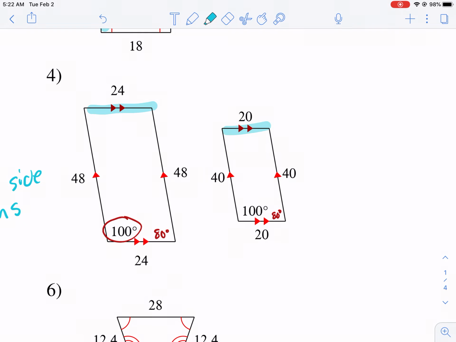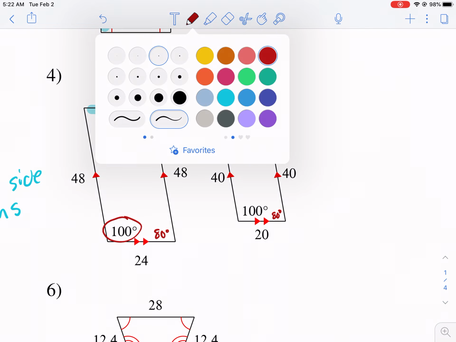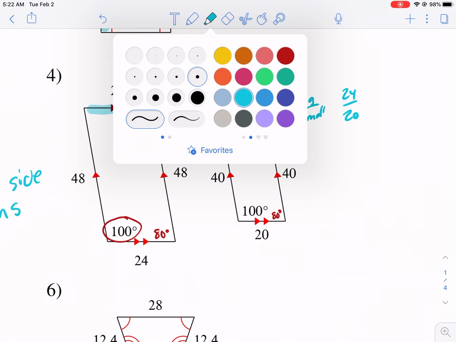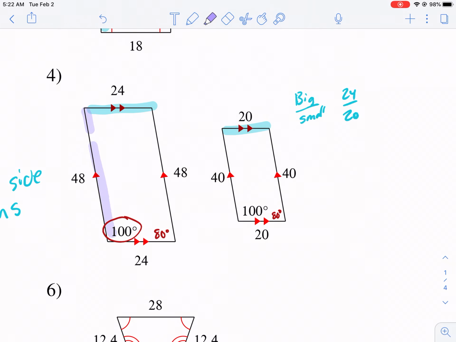Okay, and now we just need to figure out the proportions for the sides. So we have 24 over 20. Okay, we can go big to small. So this time, let's go big to small. So we have 24 over 20. And then we're going to go over here and compare our other side. Okay, 48 to 40. Okay, as long as you're consistent with this, you're fine.